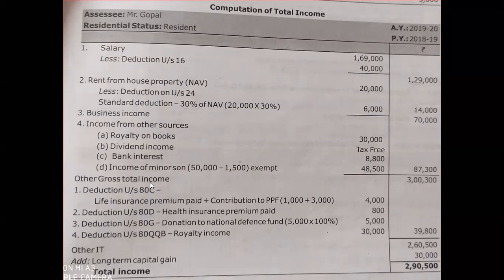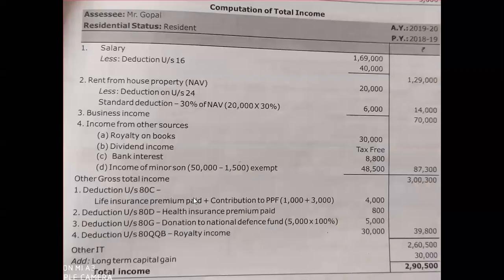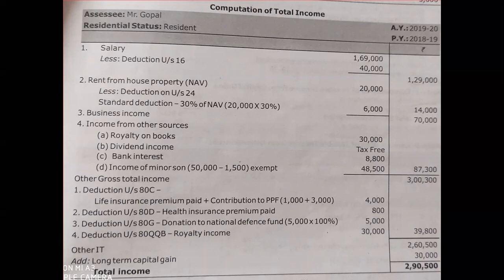Now from that we need to claim the deductions under section 80C to 80U. So first, that is contribution to PPF. So contribution to PPF 3,000 and life insurance premium paid 1,000. So both are eligible to claim the deductions under section 80C. Life insurance premium paid plus contribution to PPF, 1,000 plus 3,000, 4,000. Next is the health insurance premium paid. So medical insurance premium is eligible to claim the deductions under section 80D. So health insurance premium paid 800. So up to 25,000 he can claim the exemption, and under 80C up to 1,50,000 he can claim the exemption.